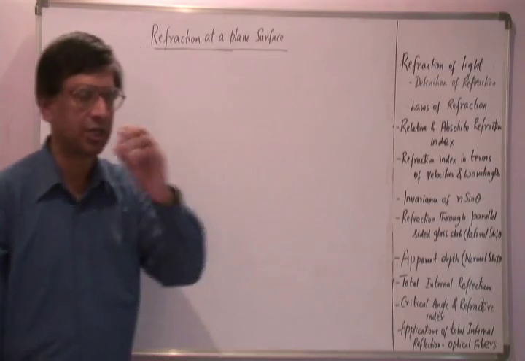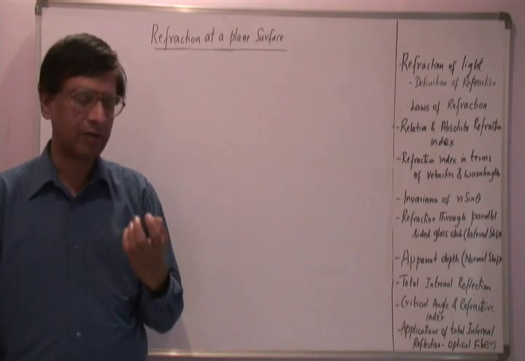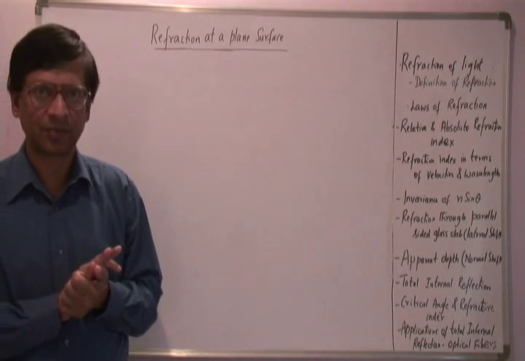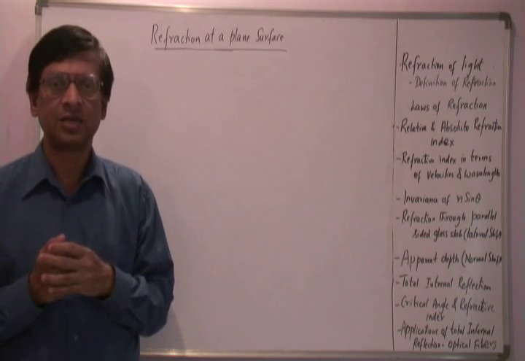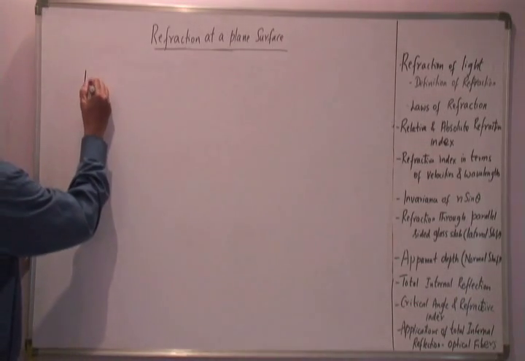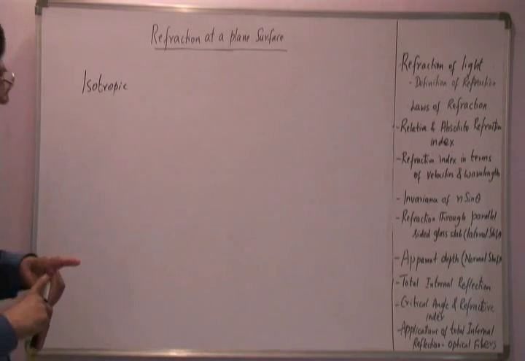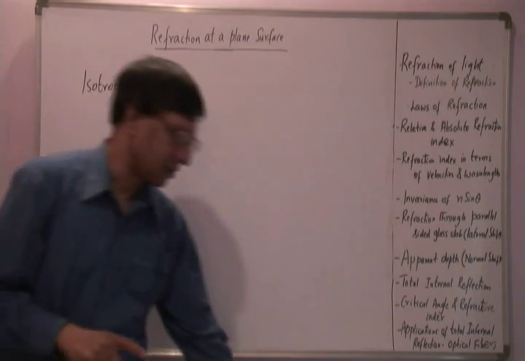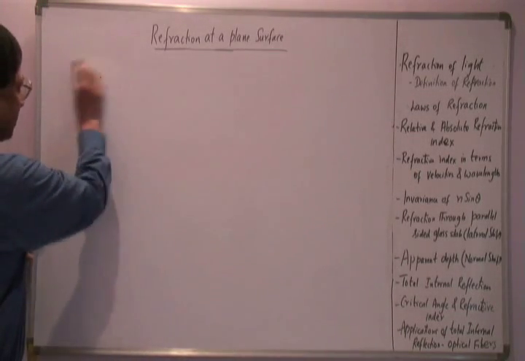To start with, I want to mention here that there are certain materials, optical media such as glass, in which light travels with the same speed in all directions. So light travels with the same speed in all directions in certain optical media. Such optical media are called isotropic materials. So isotropic materials are those materials in which light travels with the same velocity in all directions. For example, glass. Glass is an isotropic material.